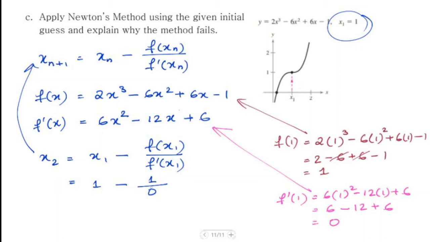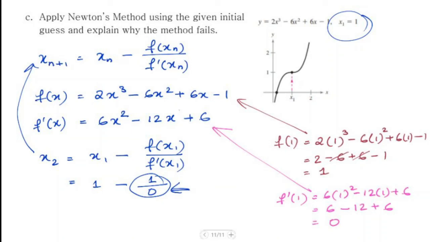Now 1 divided by 0 is not possible. It's undefined, right? So what happens here now is you can just say this is not possible. Because the derivative is 0, this is undefined and it's not possible to solve this any further.